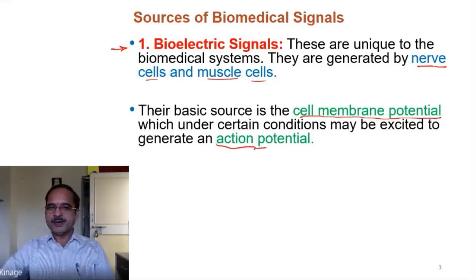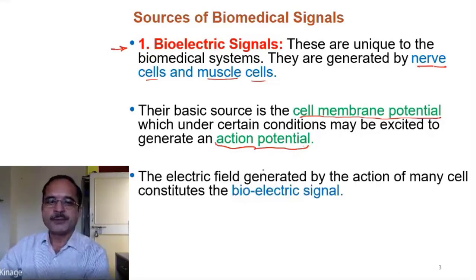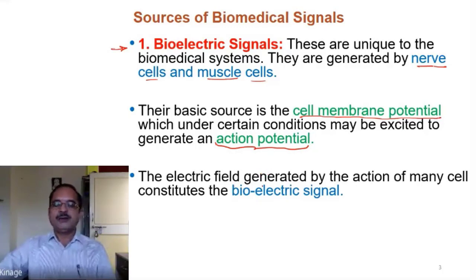For example, if I am lifting some weight with my hand, the muscles get triggered. That means some action is being performed with the help of these muscles, and because of that some potential will be generated. That's why it is called the action potential. The electric field generated by the action of many cells together constitutes the bioelectric signal.